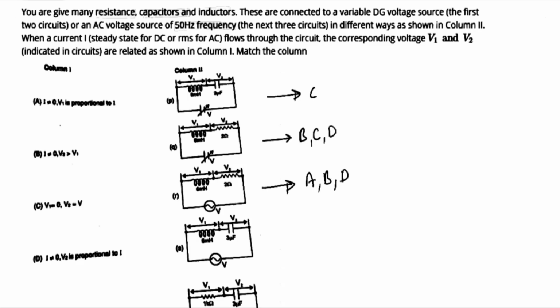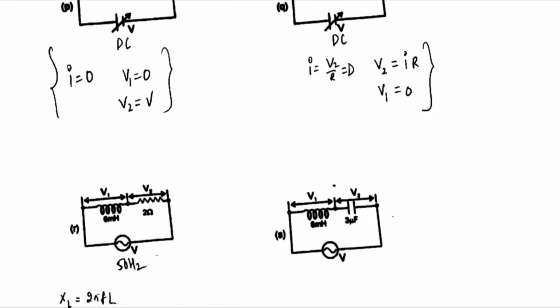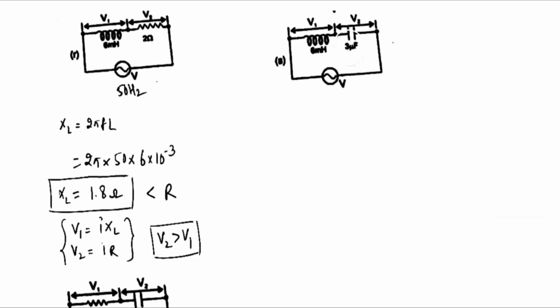Now we will check diagram S. In the diagram, the inductive reactance XL we already know is 1.8 ohm. Now we will find XC. XC is equal to 1 upon 2 pi FC. In that condition, 1 upon 2 pi, the frequency is 50 and the capacitance is 3 into 10 raised to power minus 6, micro. So we will get plus 6 on the upper side.